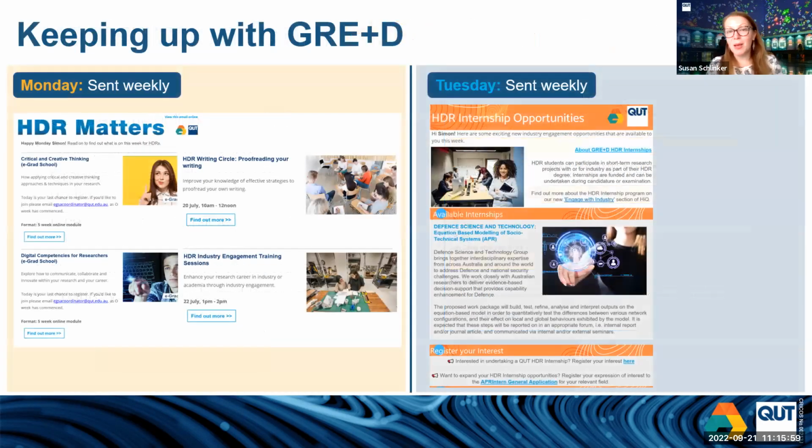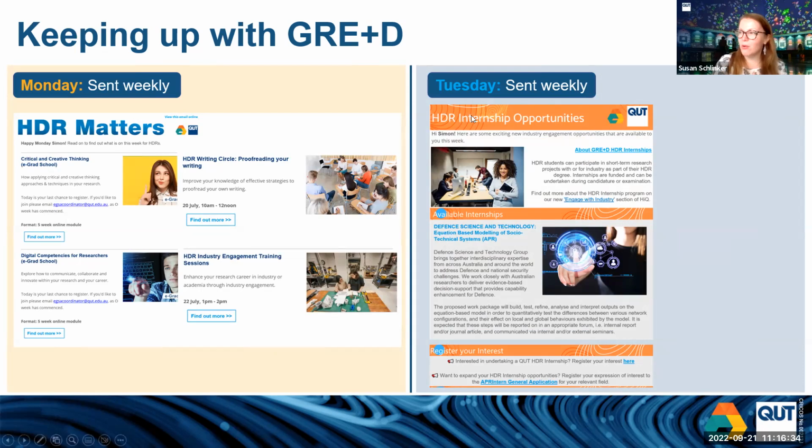And then in terms of keeping up with our workshops and also internship opportunities, there's emails that come out from GRE regularly. So the HDR Matters one is sent weekly on a Monday, and that's when you can find out about different workshops that are coming up. And also I would recommend looking out for grad school modules. There's a lot of modules that are really, really useful when you're preparing to undertake an internship. So have a look at what's coming up there.